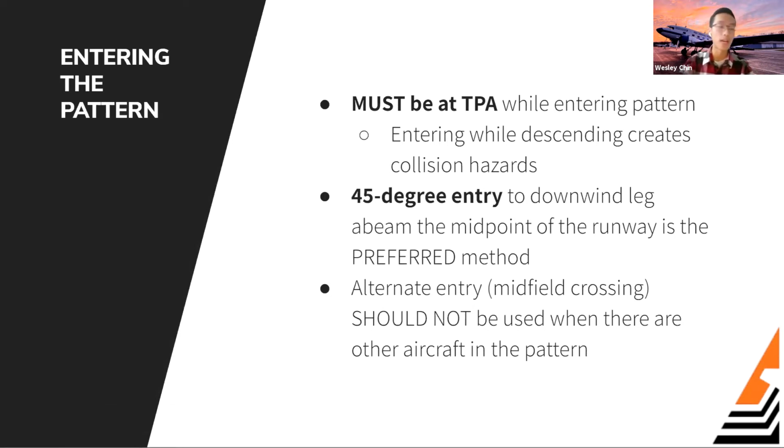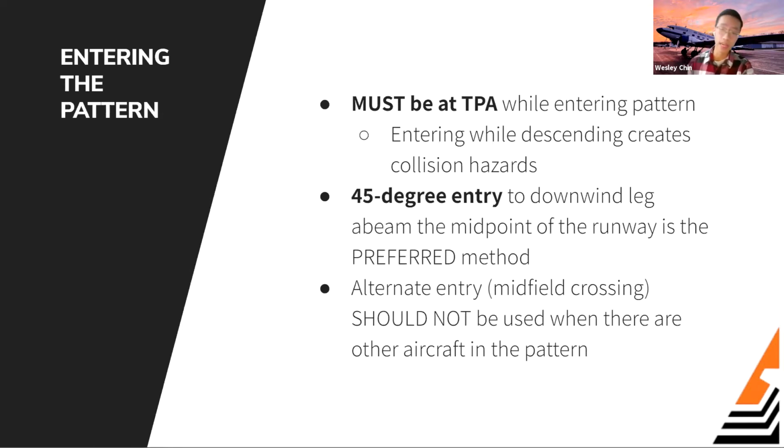You must be at traffic pattern altitude while entering the pattern, right? So if you're entering while descending, this is going to create a lot of collision hazards. Aircraft have blind spots, we can't necessarily see below or above. So when you are entering the pattern, you should be at that traffic pattern altitude already. In terms of entering the pattern itself, there are two methods. The preferred method is going to be the 45-degree entry to the downwind leg abeam the midpoint of the runway, right? So we're going to show a little diagram afterwards, but that's going to be your preferred method. So we always want to be doing that 45-degree entry.